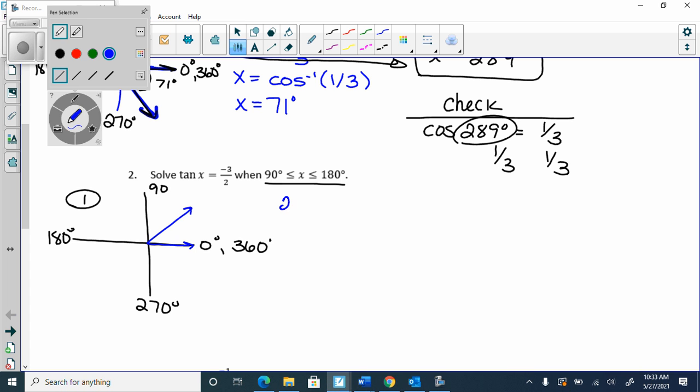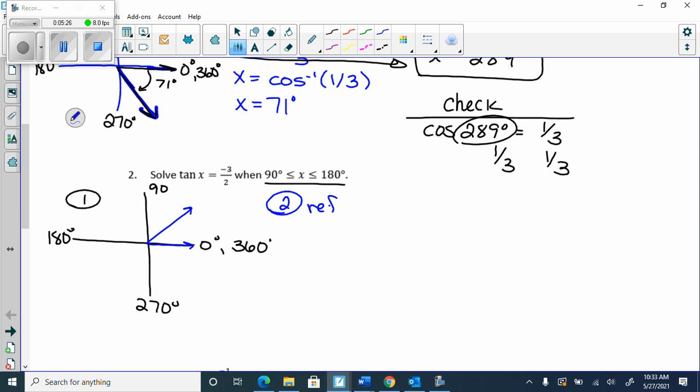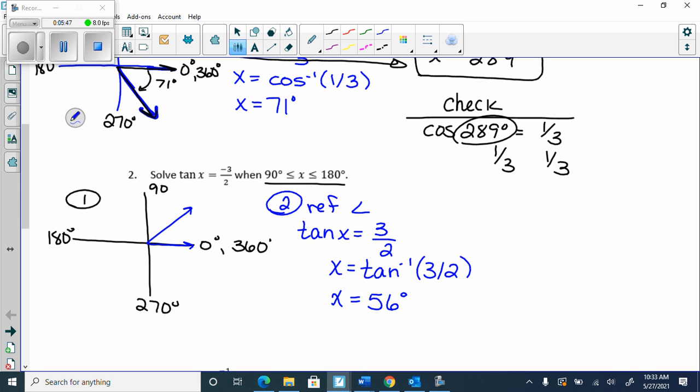Reference angle. So I'm going to go tan x equals 3/2, not negative, right? We always use the positive to get the reference angle. And then we're going to go x equals tan neg 1 of 3/2. And what do we get? 56. If you get an answer outside of 0 to 90, you did the negative.